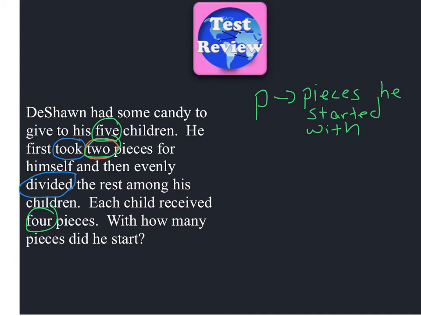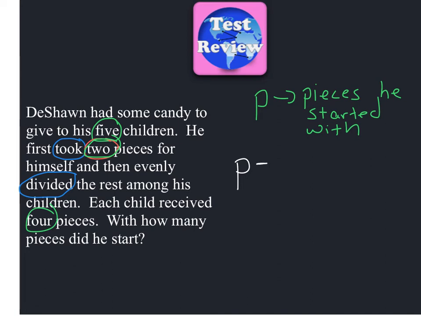So we know he started with a certain amount of pieces, P. Now what's happening with these pieces? He's giving these pieces to his 5 children, but before he gives these pieces to his 5 children, he takes two pieces. And we're going to look more into these keywords next chapter, but take, when you think of take, what are you thinking of? Addition, subtraction? Hopefully you realize that it's going to be subtraction.